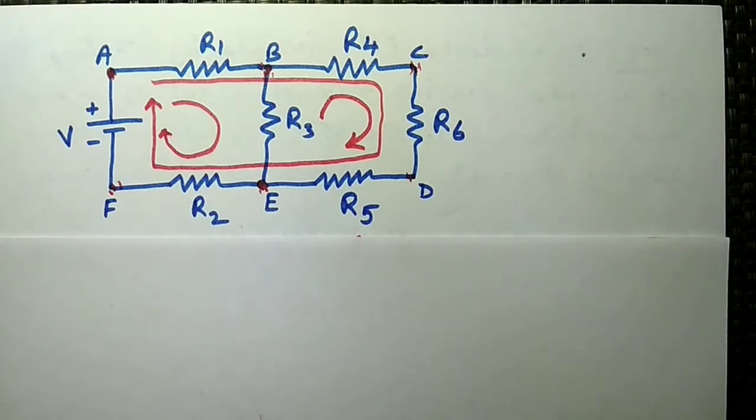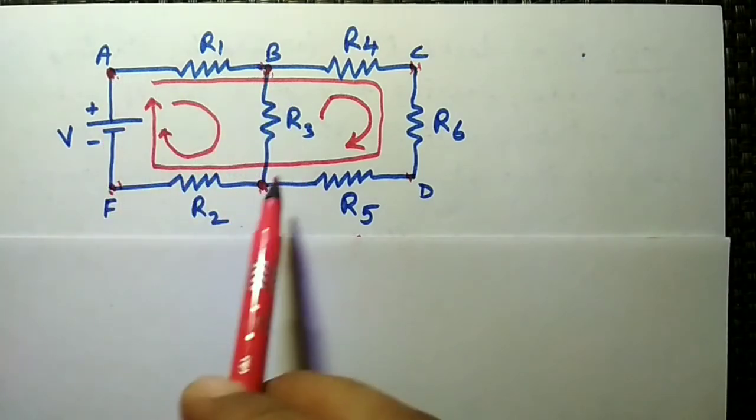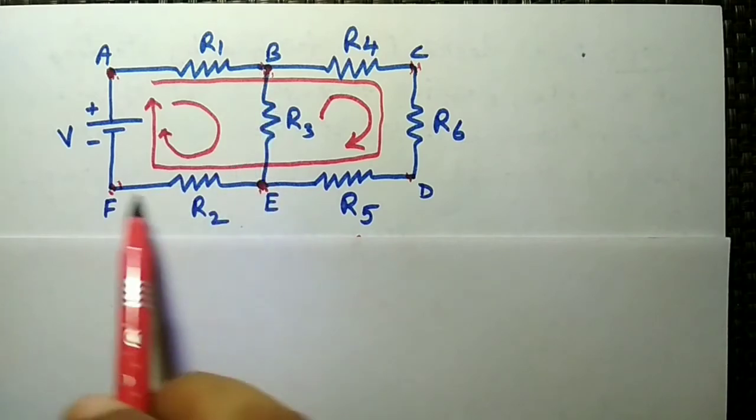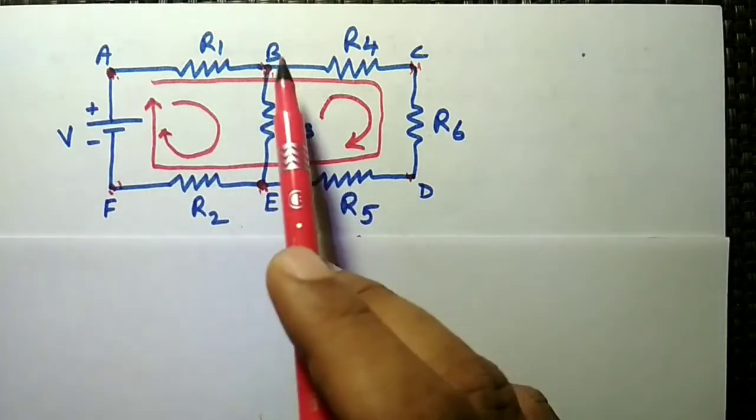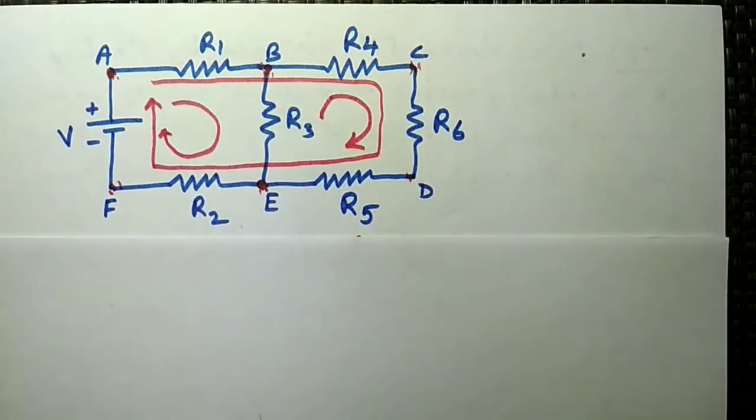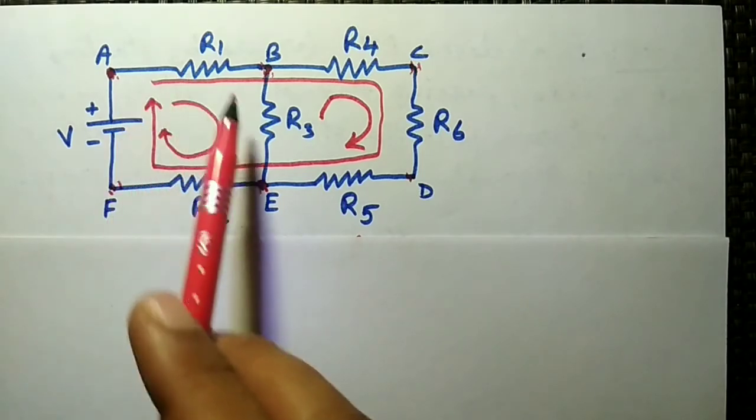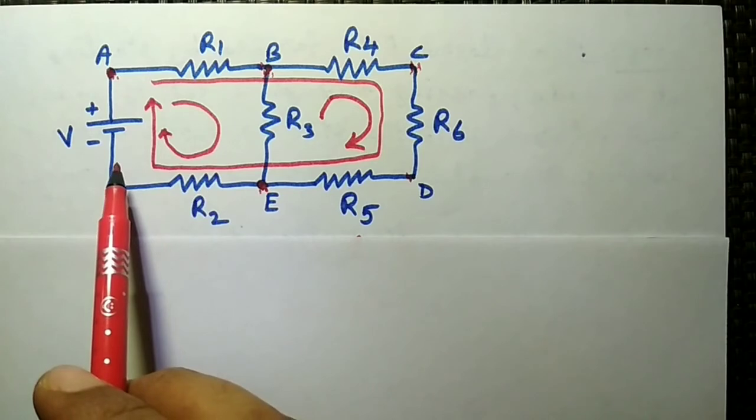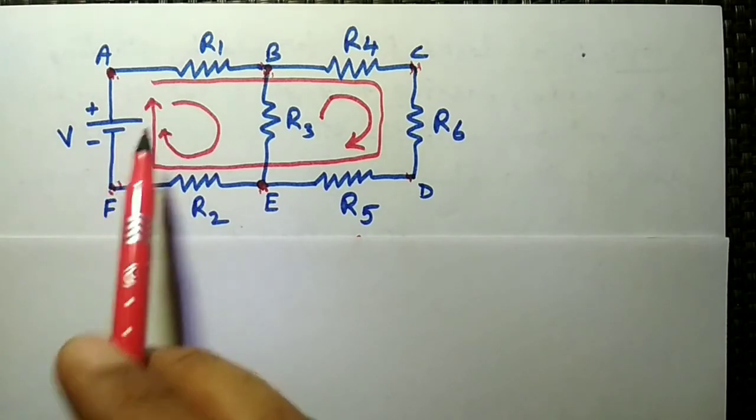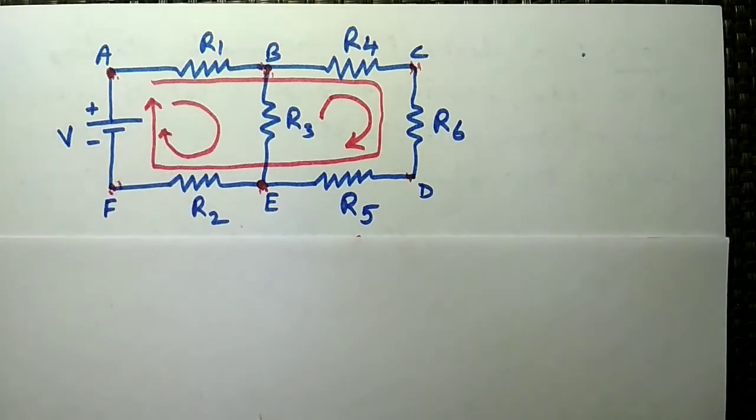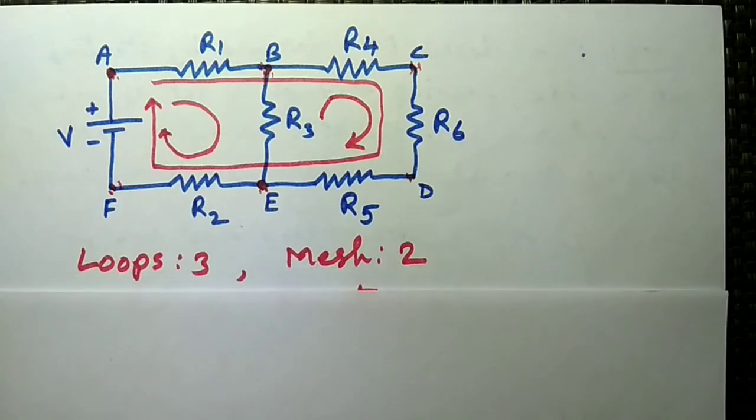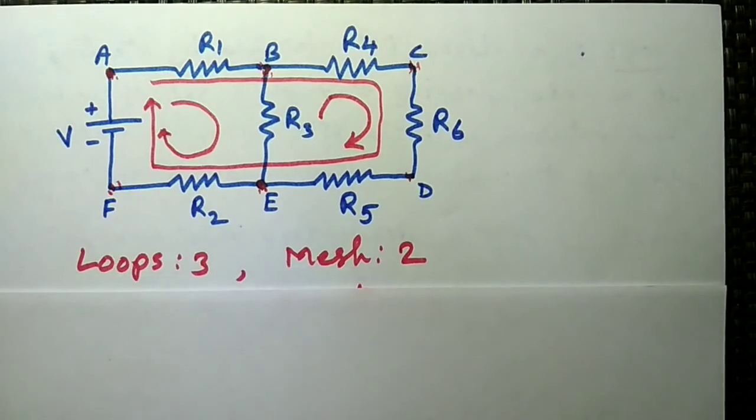If we consider the mesh, in this case we have only 2 meshes. The first one is A, B, E, F, A. This is mesh 1, and B, C, D, E, B is another mesh, because a mesh is the smallest closed path which should not have any other element within it. So in this way you have a total of 3 loops and 2 meshes in the given circuit.